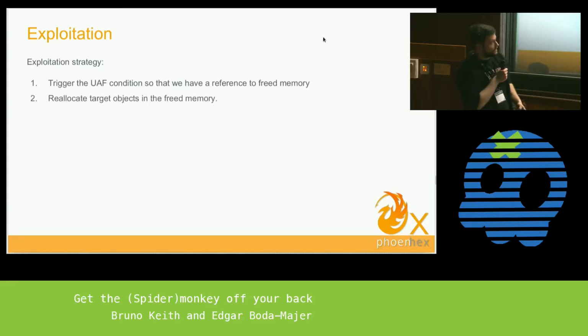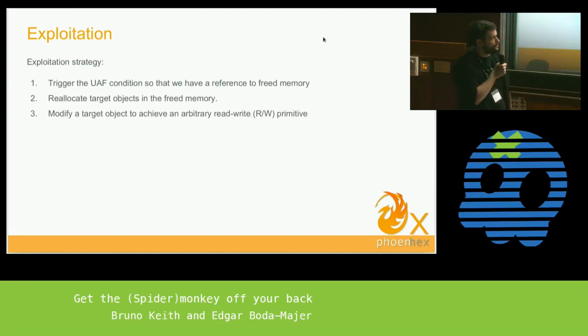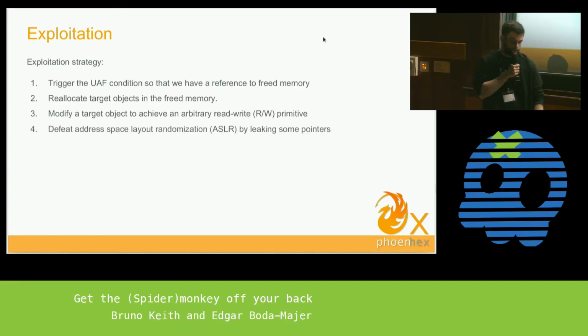Then, with pretty much any use after free situation, we'll reallocate good target objects, and we'll see in a while what a good target object is in that scenario, so that the freed memory is reused and we can modify these objects. Then we'll see from step 2 how we can achieve an arbitrary read-write primitive, so we can read and write from wherever we want in memory. Then we'll have to defeat ASLR, because of course Firefox, as you would expect, is compiled with ASLR, so all addresses are randomized. And the final step is to actually gain code execution.